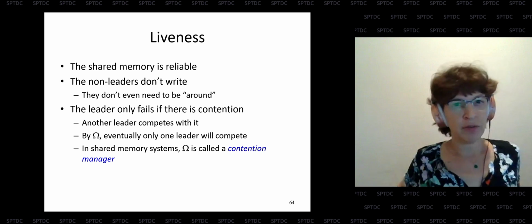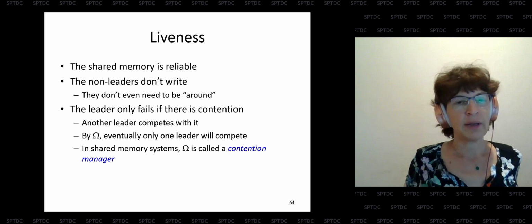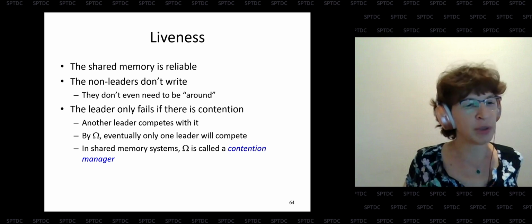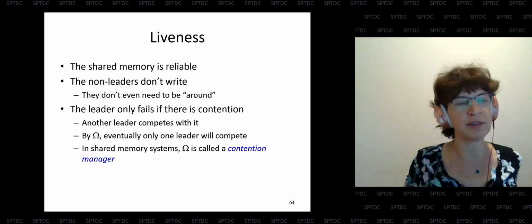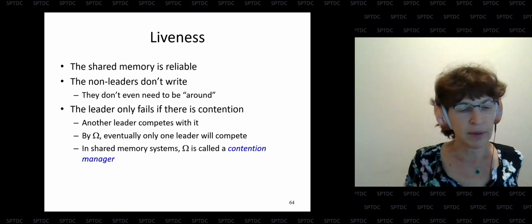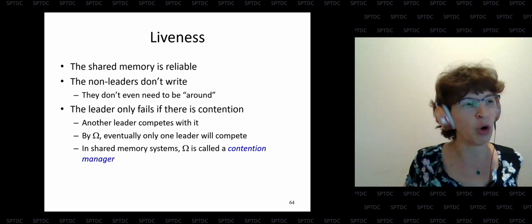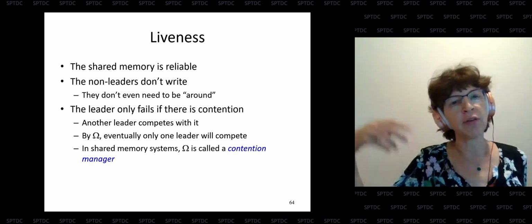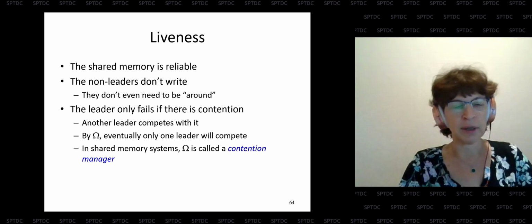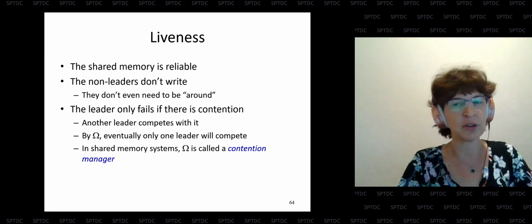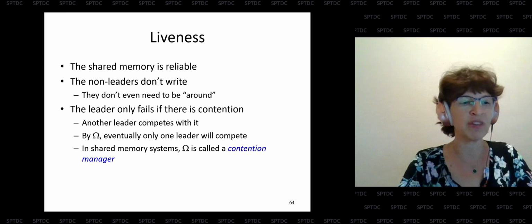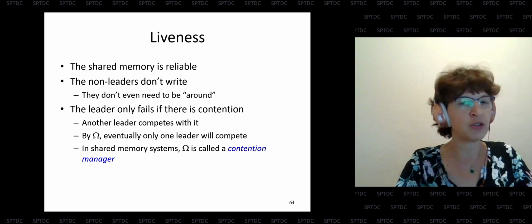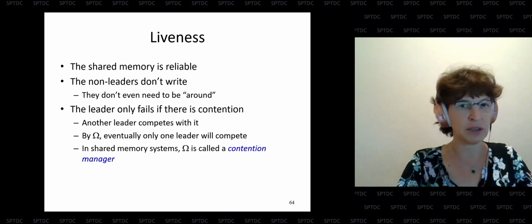So let's talk about the liveness of this solution. The shared memory that we're using is reliable. Everything that's written stays there even if the process that wrote it disappeared. The registers are all there even if their owners never showed up; they don't have to be around. This is actually a very appealing model. We have a storage system and multiple clients that access it concurrently. You want to make sure that they don't do conflicting operations. If only one of them shows up, it's the leader, and it can just do whatever it needs to do and solve consensus on its own.